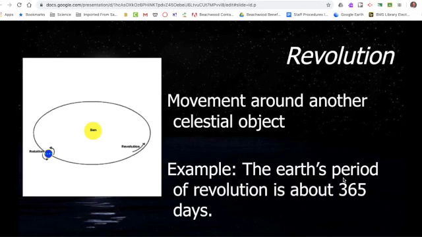It's rotating in place, and that gives us our days every 24 hours. Then it slowly revolves around the sun for an entire calendar year, which is about 365 days. It's a little bit more than that, which is why we have leap years, but we're not going to get into that right now.